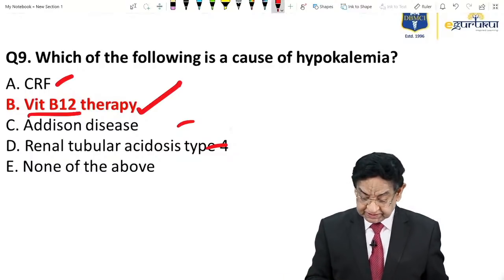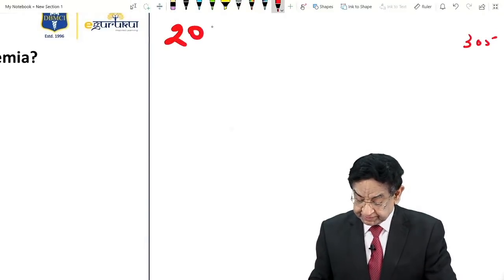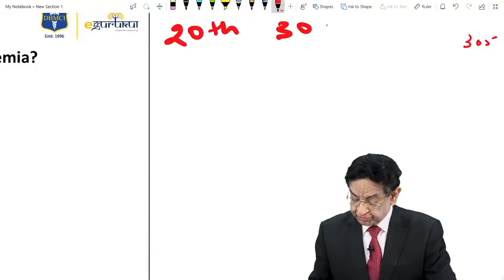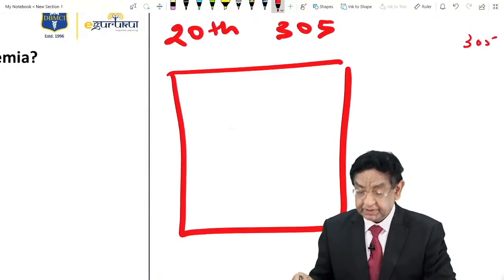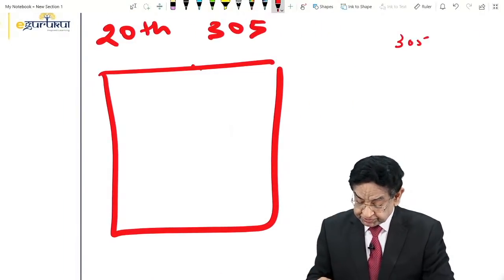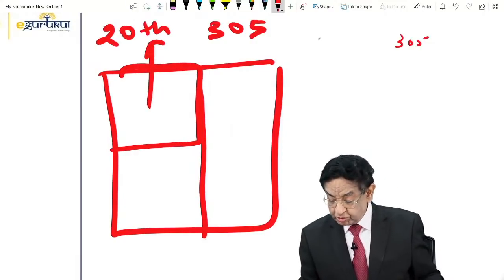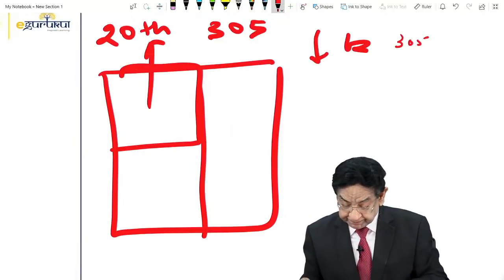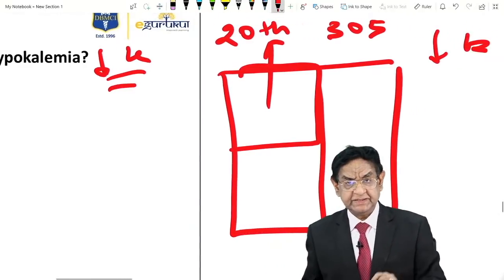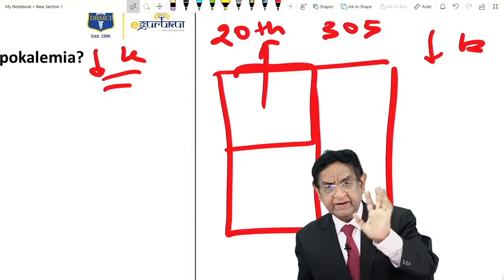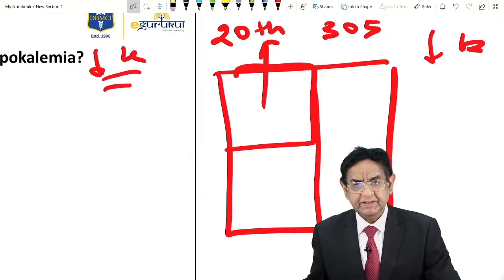Now I would like to discuss this. If you read Harrison, 20th edition, page number 305, and we know Harrison has two columns. In the upper part, the table is there, causes of hypokalemia. In that list, they say one of the causes is B12 and folic acid therapy. But if you read the description, nothing is given.